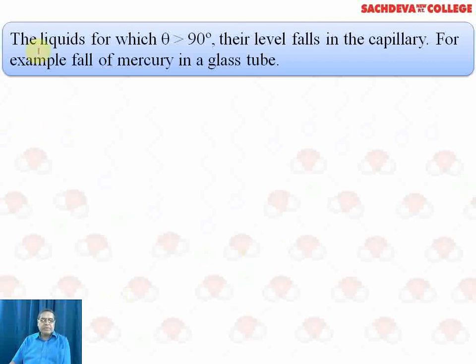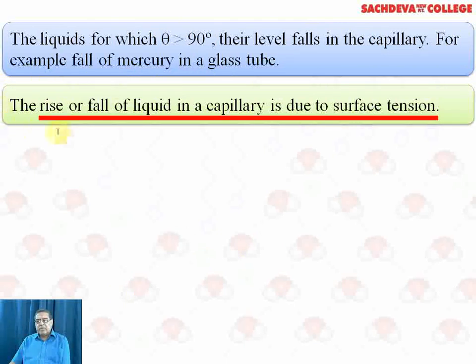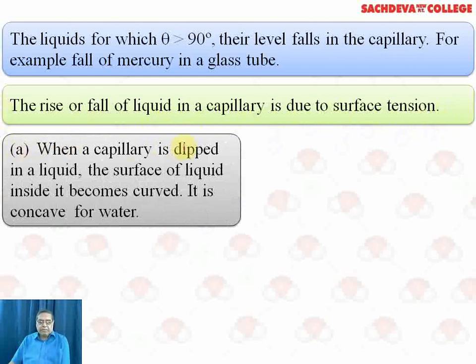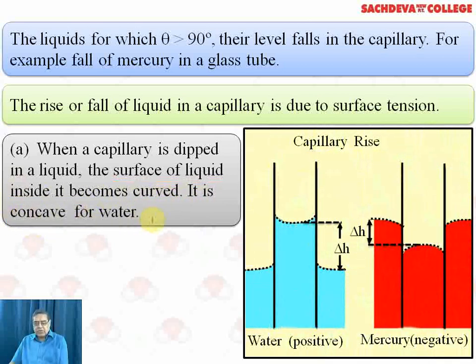For liquids for which theta is greater than 90, the level falls in the capillary, for example, the fall of mercury in a glass tube. The rise or fall of the liquid in a capillary is due to the surface tension effect. Now, you can understand more elaborately. When a capillary is dipped in a liquid, the surface of the liquid inside it becomes curved. It is concave for water, as shown in the figure.